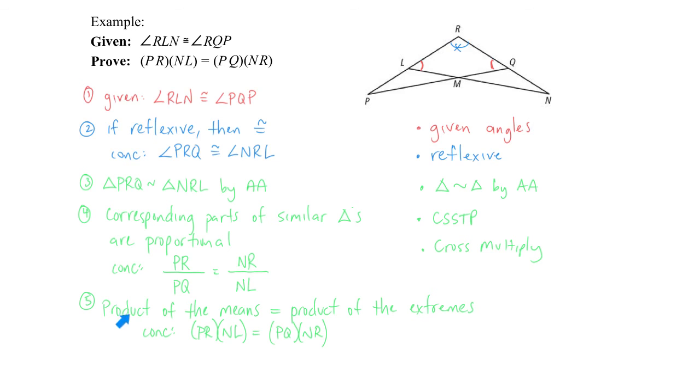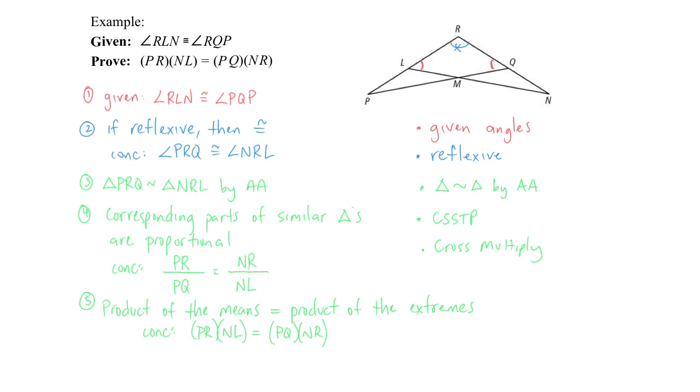All right, so there you have it. Product of the means equals product of the extremes, and my conclusion is the prove line. So steps 1, 2, and 3 would be an easy level proof. Steps 1 through 4 would be a medium level where you have to include the CSSTP step. And steps 1 through 5 would be the hardest level where you have to actually get to this cross multiply step.